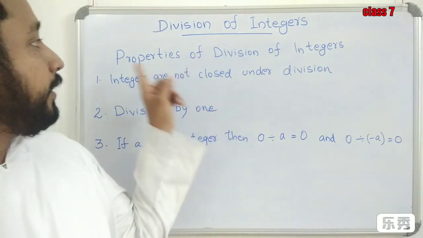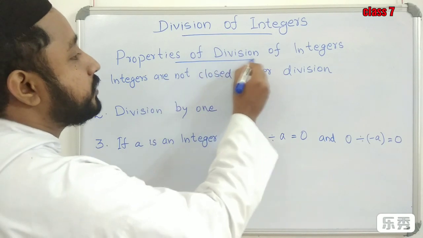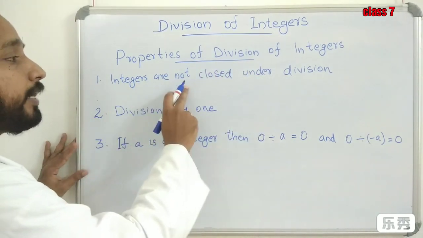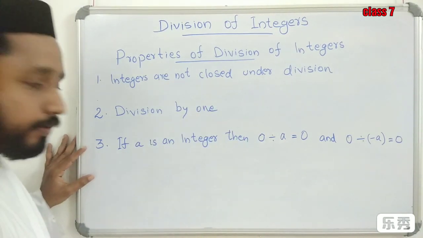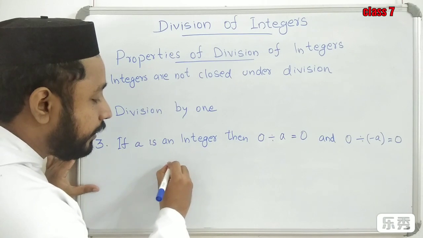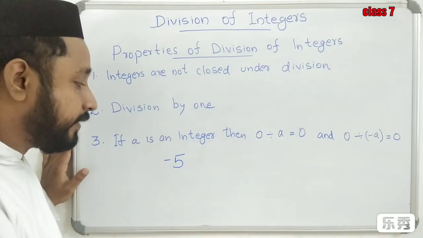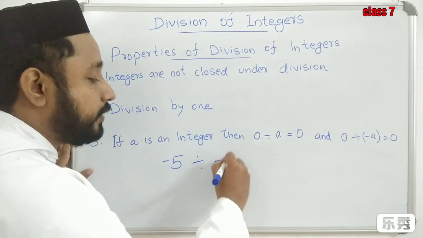Now let us study properties of division of integers. Properties of division of integers. First property, integers are not closed under division. For example, minus 5 is an integer divided by minus 1.